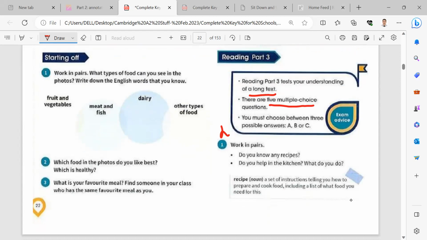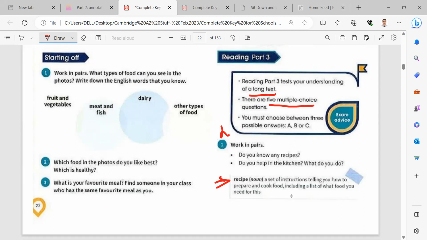Yes. The next one. Do you know any recipes? Do you help in the kitchen? What do you do? What does recipe mean? Means a bill, I think. No. If you need to make a cake, for example, a birthday cake, you should ask your mom about the recipe, how to cook the cake, how to make the cake. Exactly, the recipe.